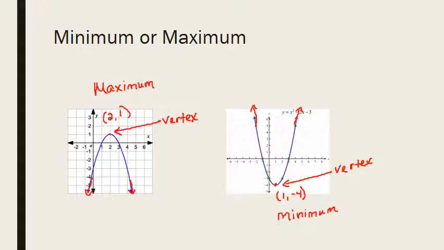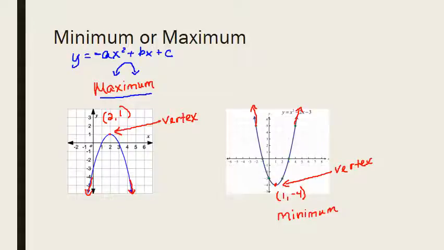Okay, now notice we've got two parabolas, one going down and one going up. Let's think, what would cause the parabola to go up or down? Well, remember our standard form. Standard form is y equals ax squared plus bx plus c. And if the a is negative, the parabola is going down, and if it's going down, you've got a maximum point.